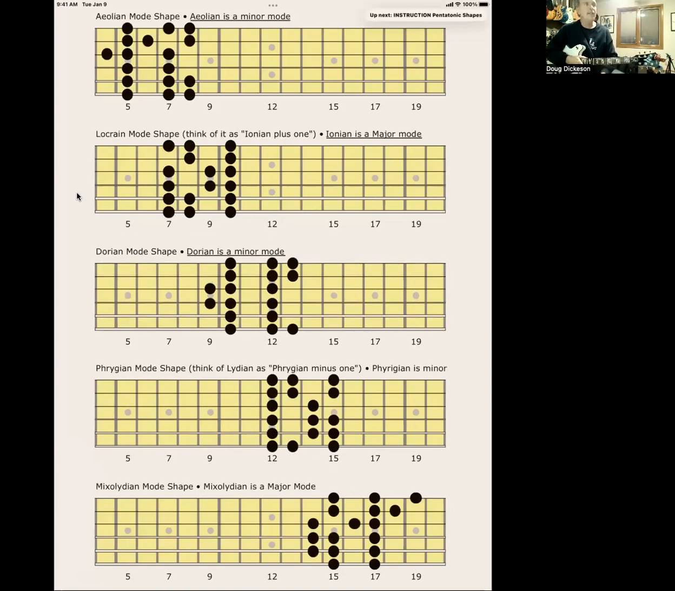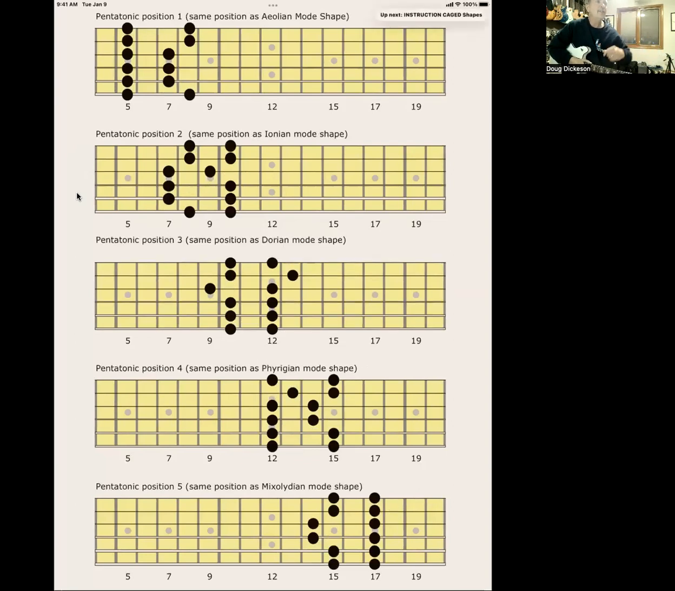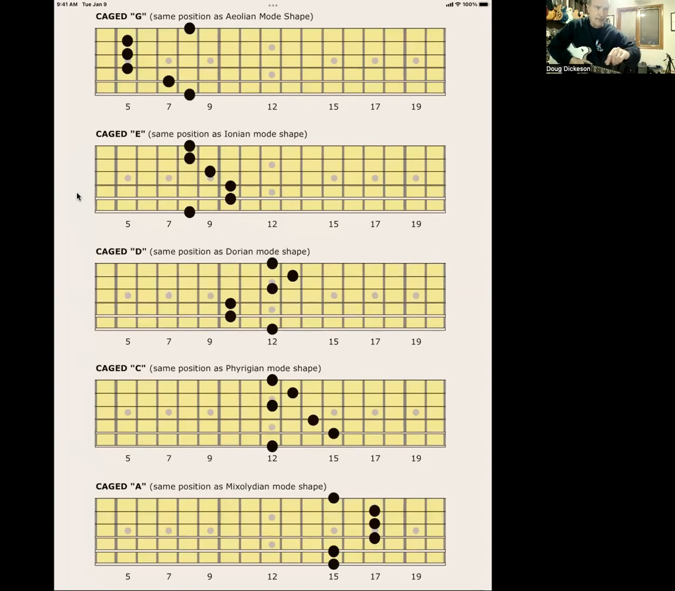So let's see, where was I going? Oh yes, I kind of got off the track there. We have only examined this in the key of C, or A minor if you prefer. We haven't even looked at any of the other mode shapes, the Locrian, the Dorian, the Phrygian, and the Mixolydian. We haven't looked at any other pentatonic positions other than 1. There's 2, 3, 4, and 5. And in terms of CAGED, we only looked at G. We didn't look at E, D, C, or A.